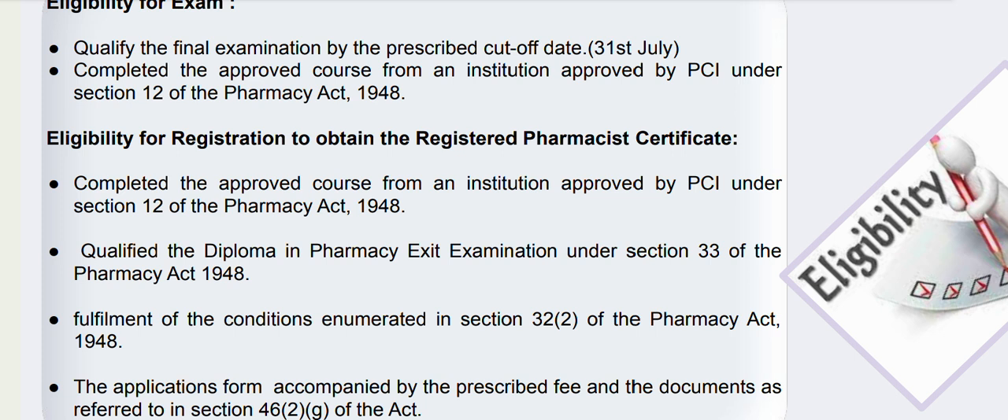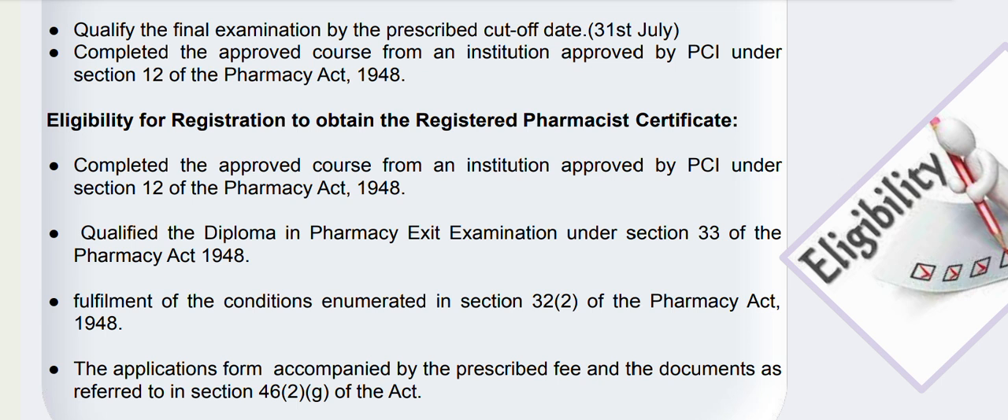Then you should have completed the approved course from an institution approved by PCI under section 12 of Pharmacy Act 1948. Now you have studied this act during your studies, in the pharmacy law and ethics subject, which you studied in your second year. So as per section 12 of Pharmacy Act 1948, whichever college you are passing out from, it should be approved by PCI. This is the mandatory criteria. That means part 1, part 2 and part 3 completion is mandatory. Part 2 result should be declared by cutoff date 31st of July and the institution should be approved by the PCI. These are the must criteria before you appear for the examination, or rather before you apply. When you are going to apply, you should fulfill this criteria.